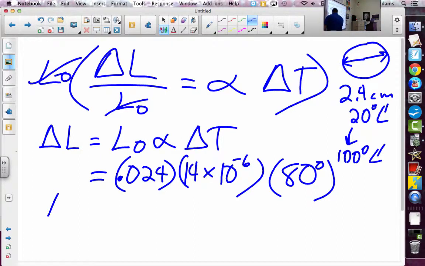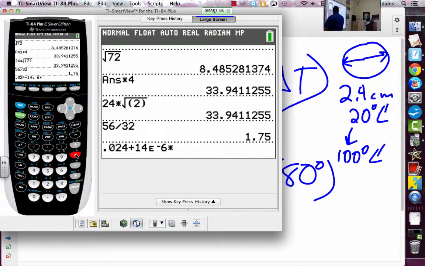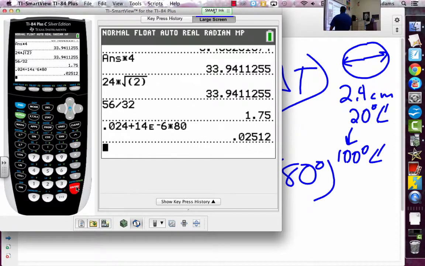Now if you multiply that all together, you get how much it changes, which if you do that on your calculator, let's just do it on the calculator so I can model that for you guys. What did I say it was? It was the original length, which is 0.024, times 14 times 10 to the negative 6 times 80. And I get, is that the right answer in the back of the book? I hope so.